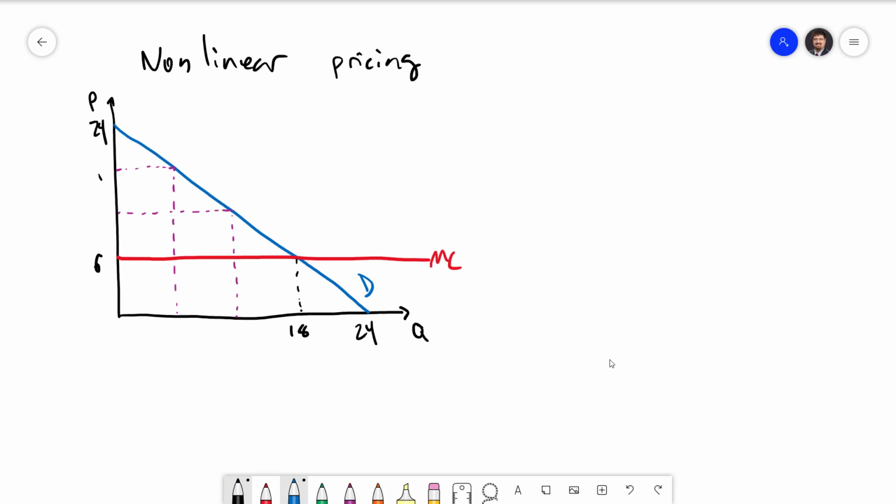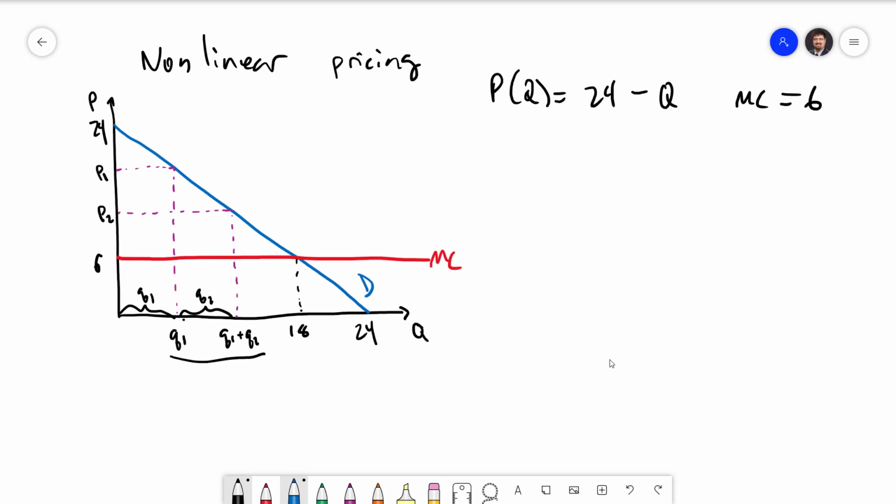We're going to charge P1 for the first Q1 units, and we're going to charge P2 for the subsequent Q2 units. This quantity right here is going to be Q1 plus Q2, with this amount of units being Q2 and this amount of units being Q1. Our inverse demand function is P of Q equals 24 minus Q. Our marginal cost is 6.